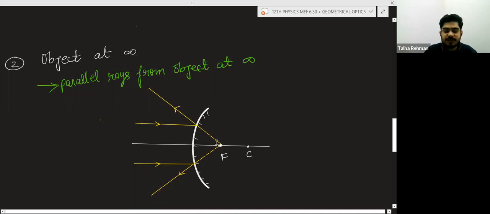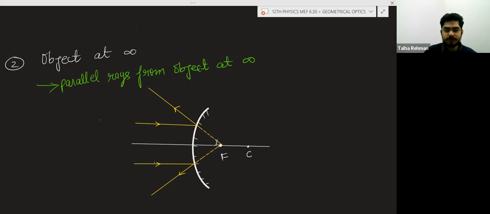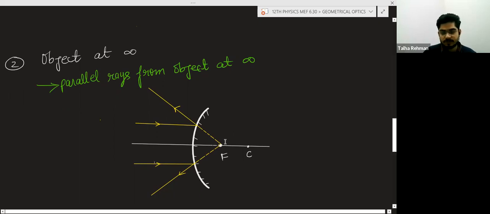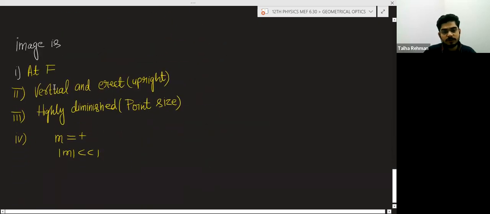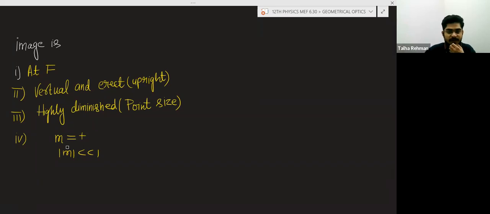The image will be virtual and erect, and you will get a point size image. The size of the image will be very small. So the image is formed at focus, virtual and erect. Erect, you can say upright also. So highly diminished means point size, magnification will be positive, and the magnitude of the magnification is very much less than 1.